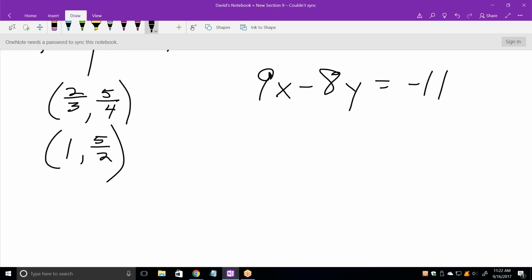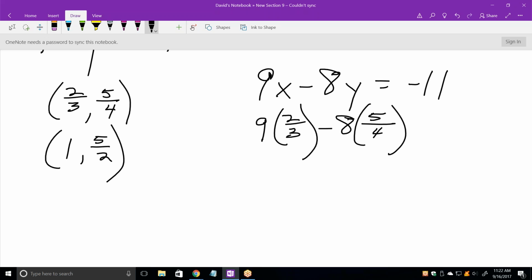This is kind of the way my tutoring works, is I always try to get you to do the problem. Sounds good. So the first coordinate in a parentheses is x, right? And the second one's y. So we plug in. Tell me what to write. Try to verbalize the next line. Okay, so it would be 9 times 2/3 minus 8 times 5 over 4. There you go, that's the way. Equals negative 11. Now let's solve that and see if it equals negative 11.